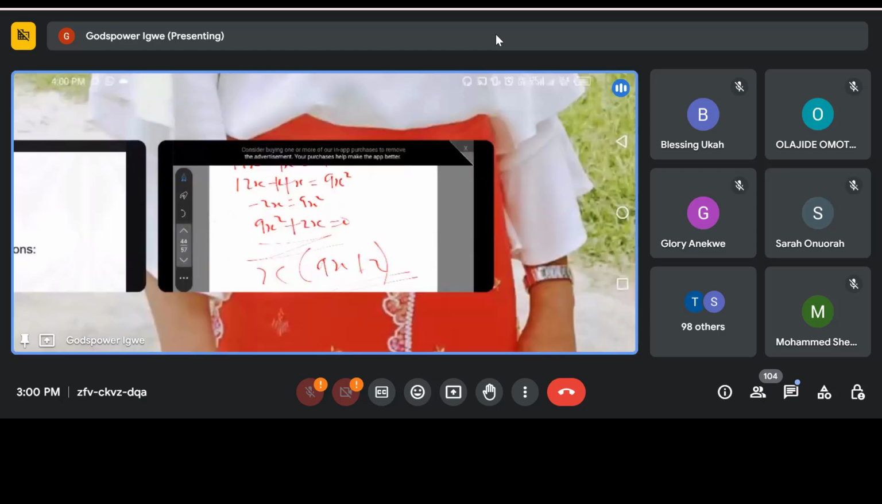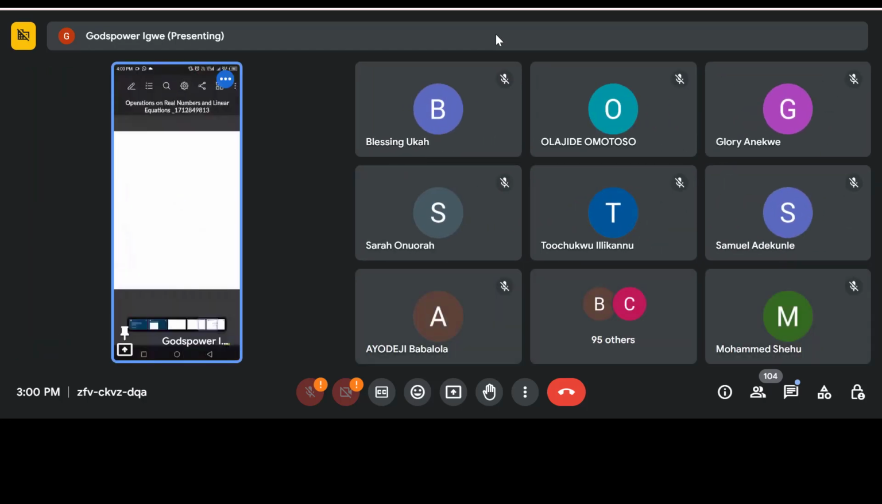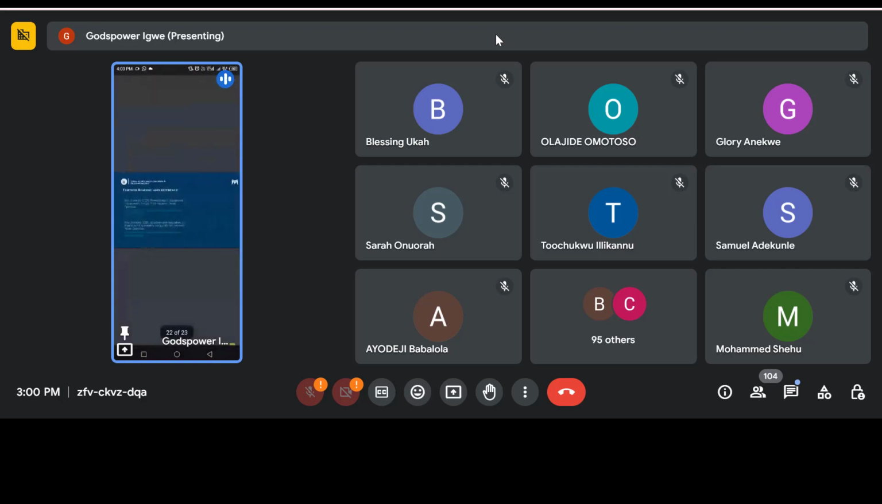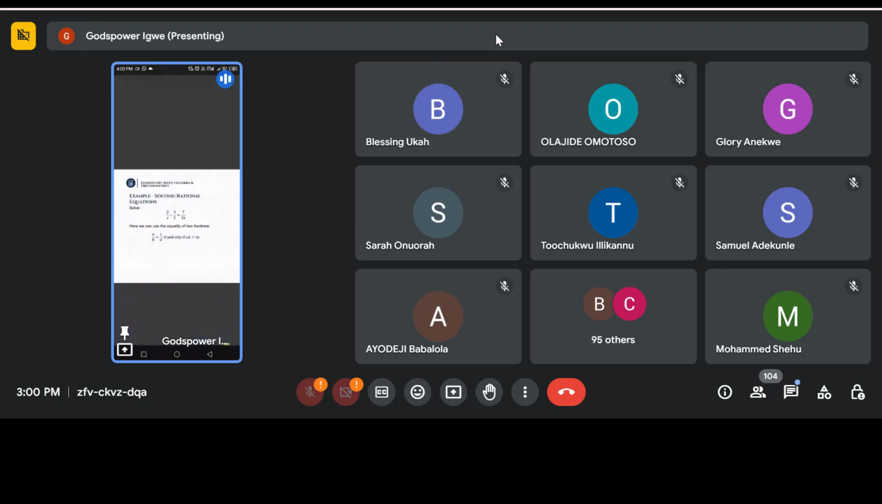So we have solved. We have solved them. Okay, they say, example: solving rational equations. Solve these. So they know that it's rational. That's why they made it like that. So don't bother yourself too much about it.